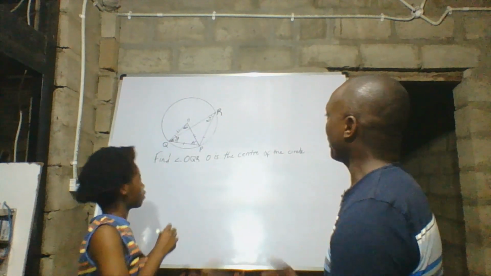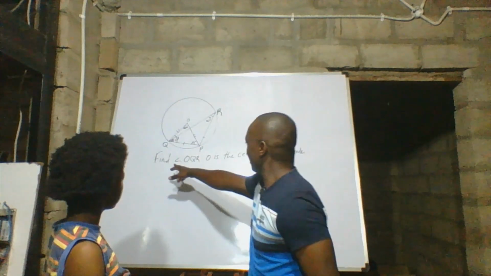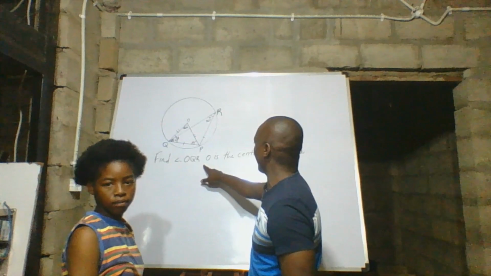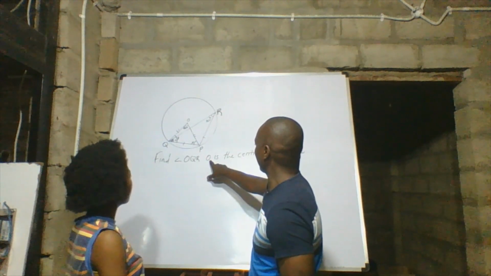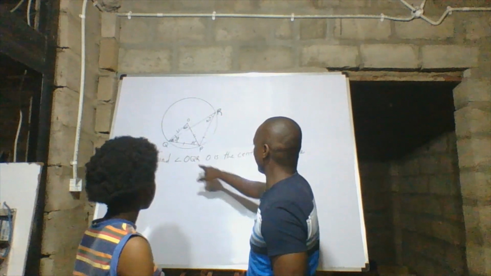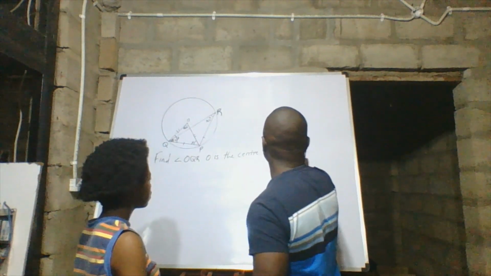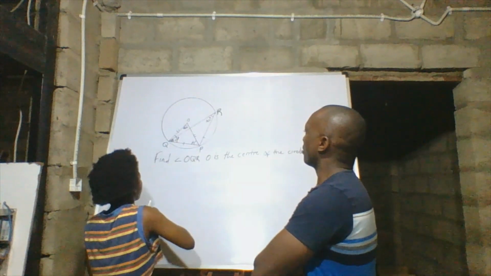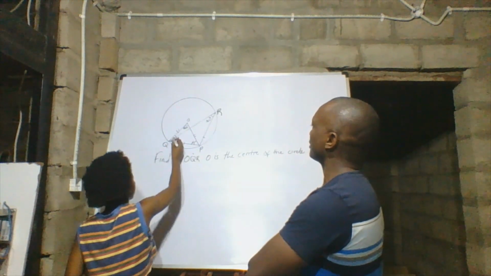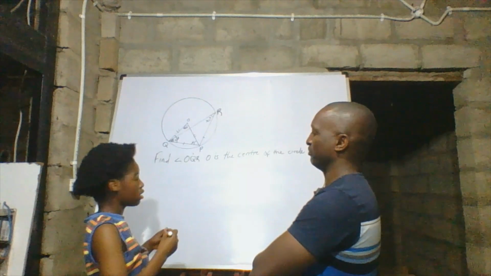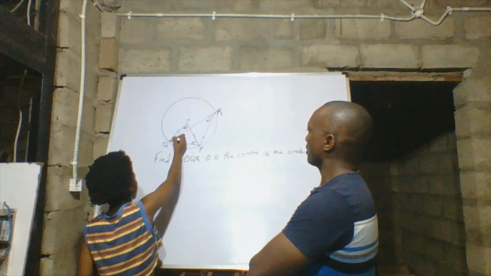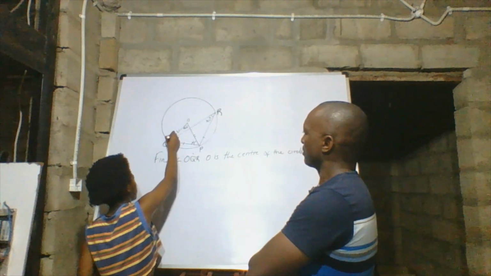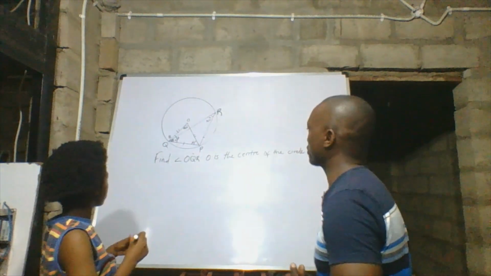Okay. Now the question says, find angle OQR. With O in the center, so you must find which angle? OQR. So can you mark it? Mark it B. Yeah, must name it B. So we want to find that angle, which is B.